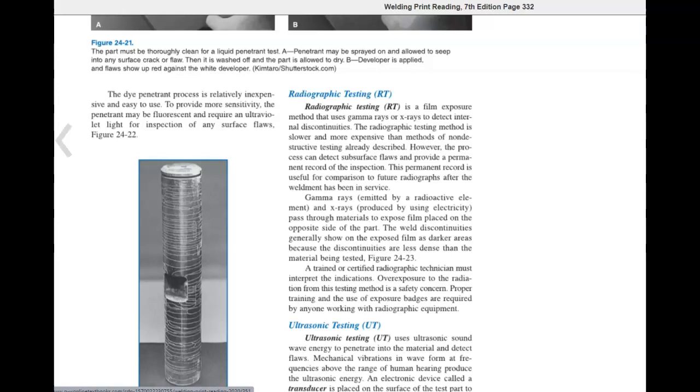Gamma rays emitted by a radioactive element and X-rays produced by using electricity pass through the materials to expose film placed on the opposite side of the part. The weld discontinuities generally show on the exposed film as darker areas because the discontinuities are less dense than the material being tested. A trained or certified radiographic technician must interpret the indications. Overexposure to radiation from the testing method is a safety concern. Proper training and use of exposure badges are required by anyone working with radiographic equipment.